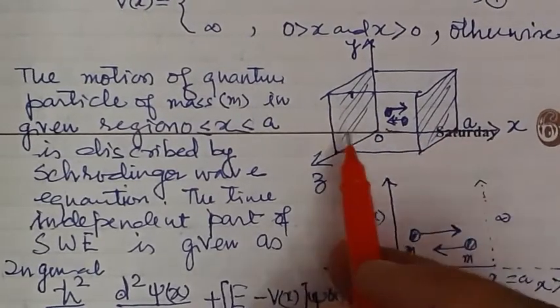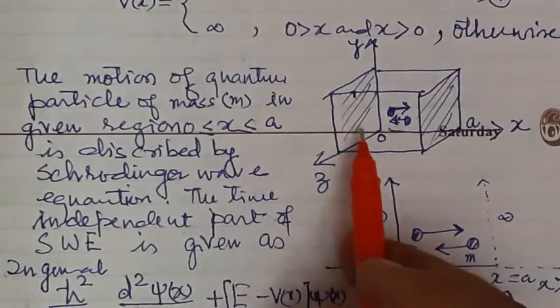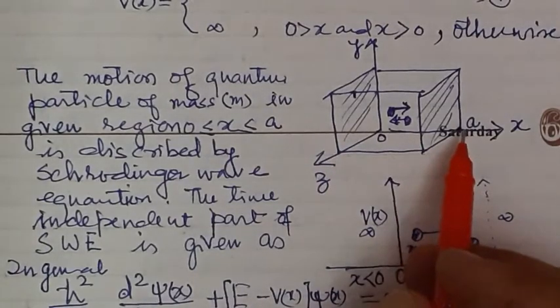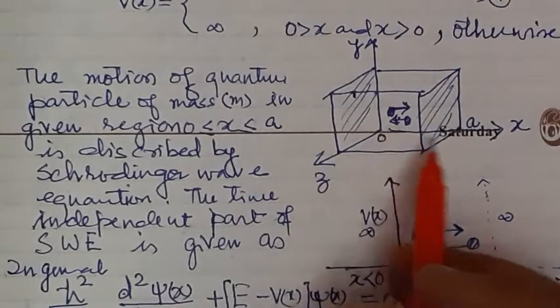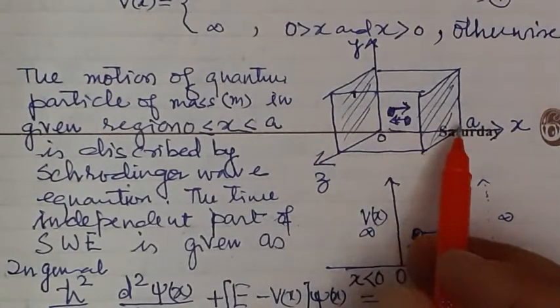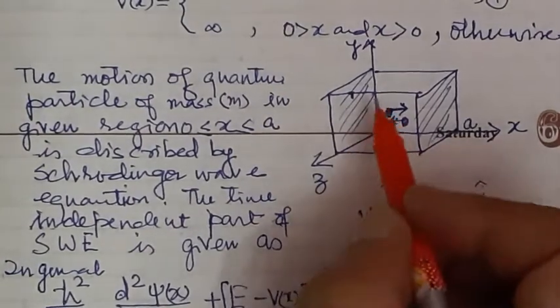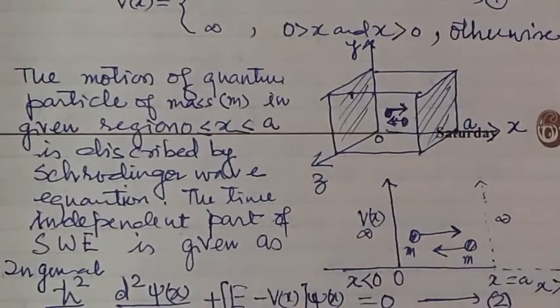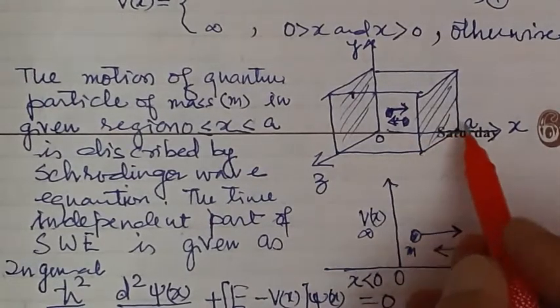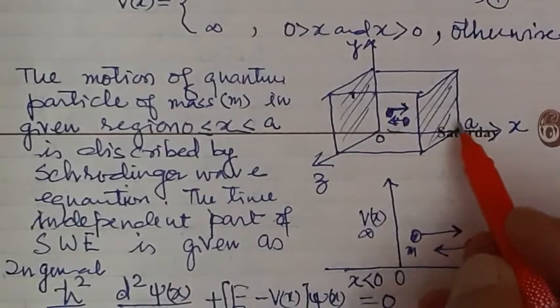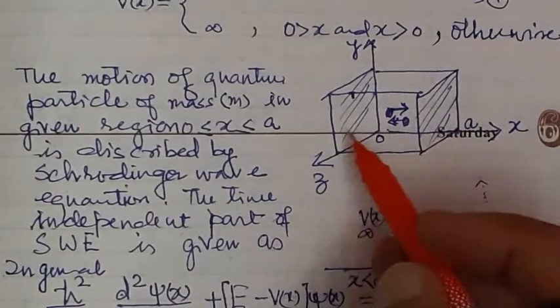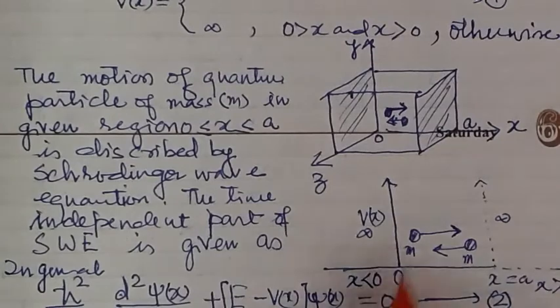In between the two walls along the x-axis, situated at x equal to 0 and x equal to a, the particle is freely moving, meaning the potential inside must be 0. But outside this box, the potential is very large, or you can say infinite. Therefore, it returns back into the box from these walls. Therefore, we try to solve the problem.